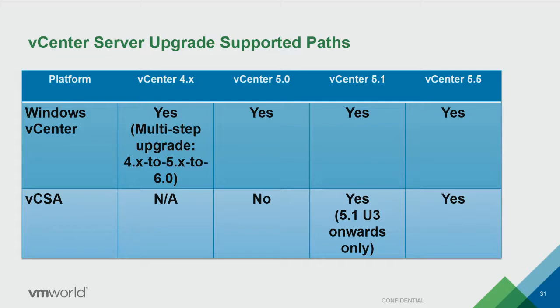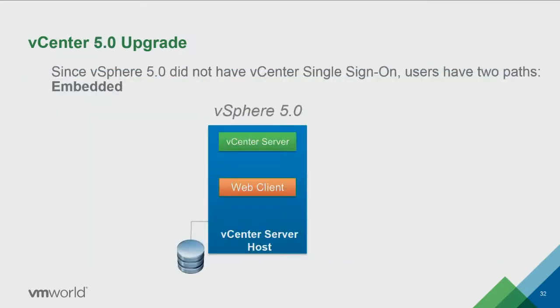For VCSA, there was no 4.x version of VCSA, so no problem there. For 5.0, we are not supporting upgrade for the VCSA appliance from the 5.0 version up. And for 5.1, you would have to get to Update 3 before you could do the upgrade to 6.0. Okay, we're going to walk through a little bit of the paths. These are fairly simple slides, but they're going to tell you about the two different paths you may have in any given upgrade.